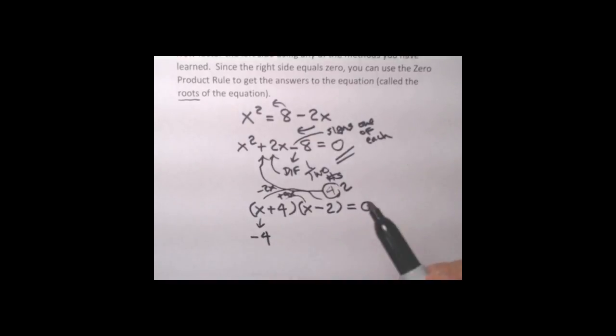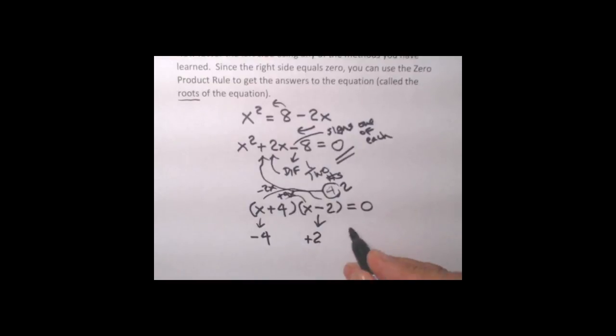Negative 4 plus 4 does indeed give me 0. So there's one of the roots. Okay, going over to the next guy here, x minus 2. Well, what value of x makes this guy 0? 2. I'll put the plus to rub it in here. Plus 2 minus 2 equals 0. So these are the two roots.